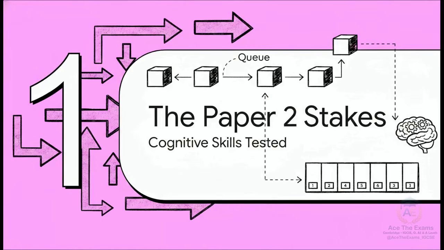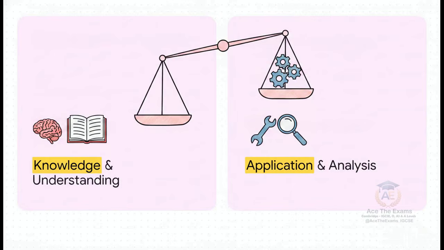Section 1. The Paper 2 stakes. Let's look at exactly what cognitive skills are being tested here. It all comes down to a crucial balance, and to explain this, I want to introduce you to 2 archetypal students, Alex and Sam. Alex comes in hot, completely overloading their answers with raw computer science facts.